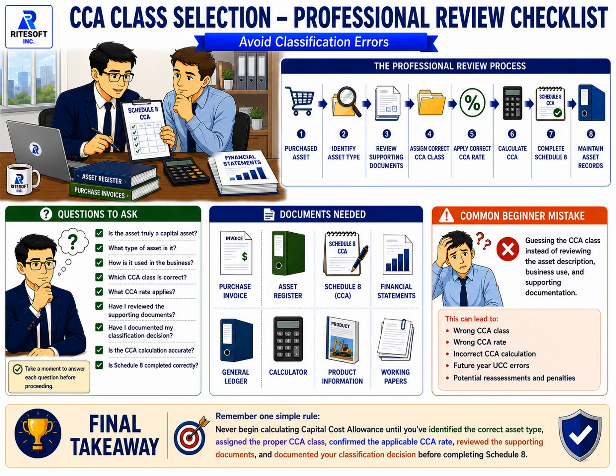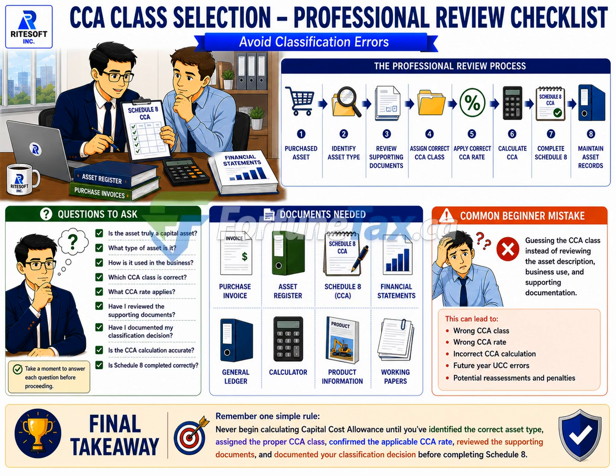One of the most common beginner mistakes is assigning a CCA class based on assumptions rather than evidence. Guessing the class without reviewing the asset description or supporting documentation can result in the wrong CCA rate being applied. This may lead to incorrect capital cost allowance calculations, inaccurate undepreciated capital cost balances, future tax reporting errors, and potentially costly reassessments. The good news is that these mistakes are usually preventable. By following the same disciplined review process every time, professional tax preparers consistently produce accurate results.